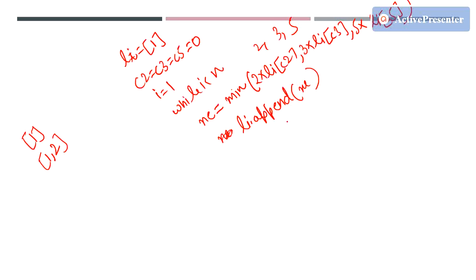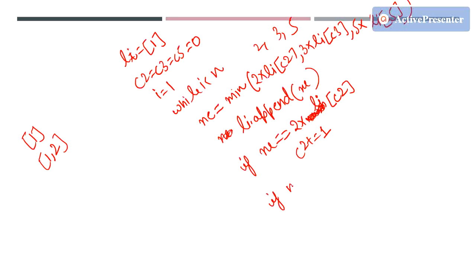Now we have to keep track of the factors that we have covered. So we have included 2, that is a factor of 2 itself. In that case, we have to increment the count for C2. For this, we have to implement a condition: if any is equal to 2 into Li of C2, then we have to increment the count for C2.